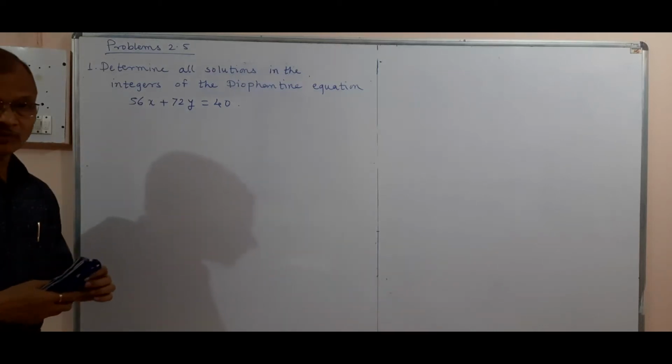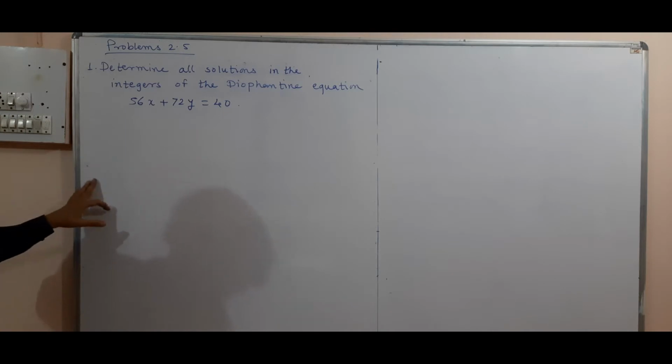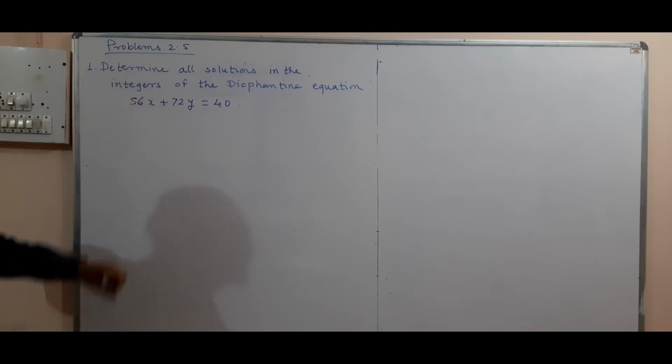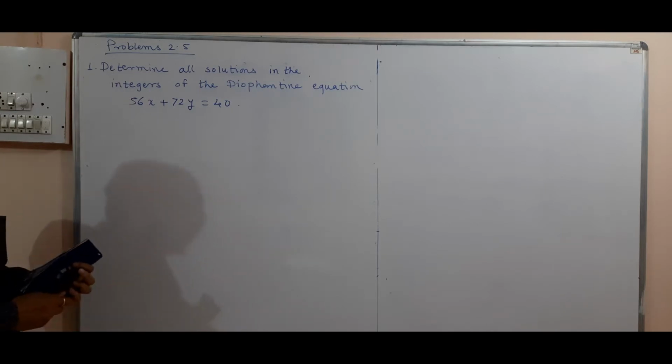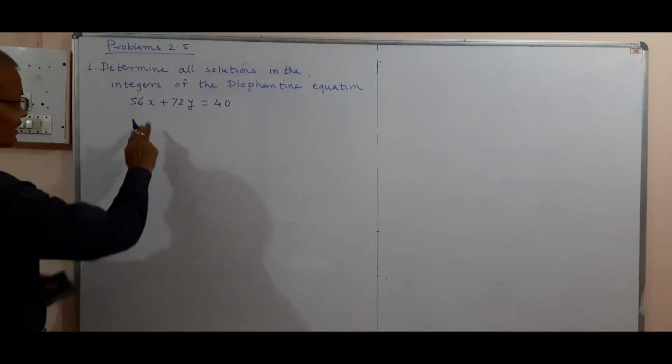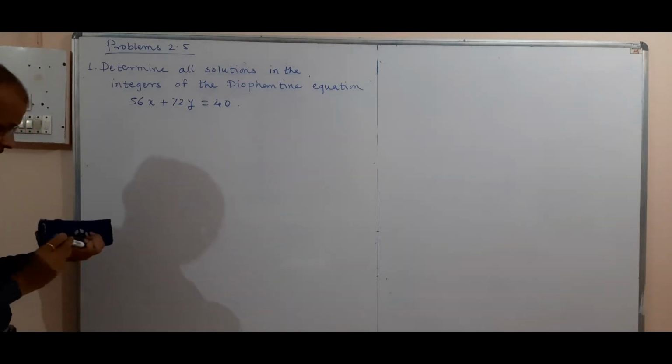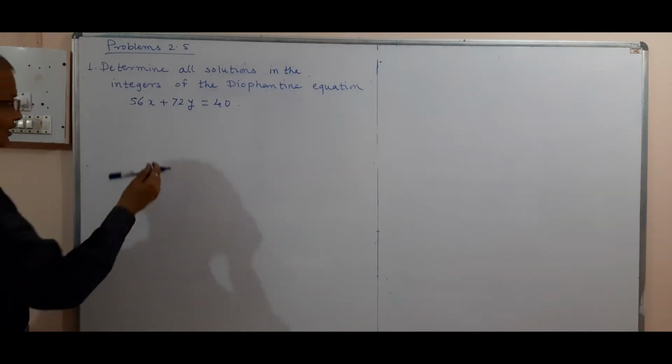The first problem from exercise 2.5 on Diophantine equations is written here. Determine all integer solutions of the Diophantine equation 56x + 72y = 40. Now we shall solve this problem.